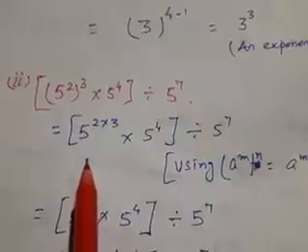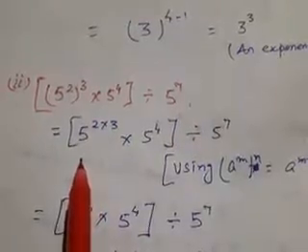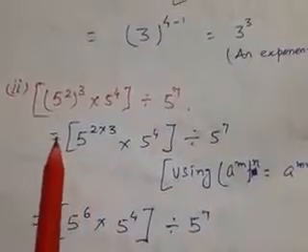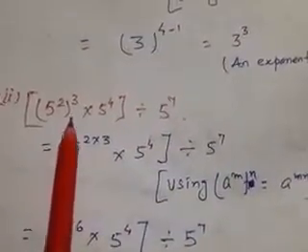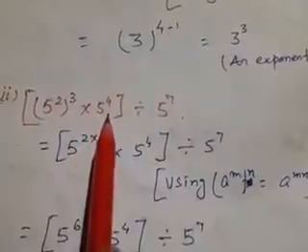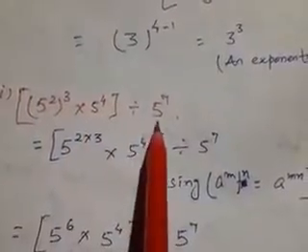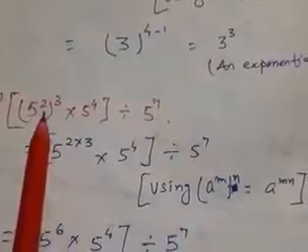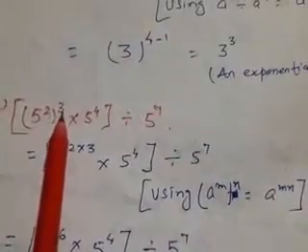Dear students, today I am going to solve exercise 13.2. It is the second part of this exercise. Question number two is (5 squared) to the power 3 multiply 5 to the power 4 divided by 5 to the power 7. Dear students, as we know, here we multiply 2 and 3.